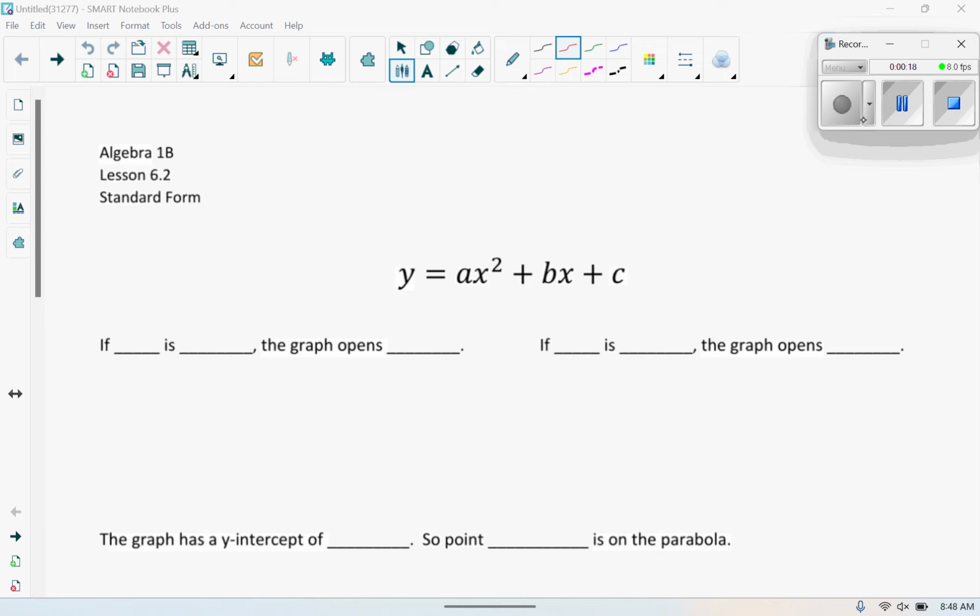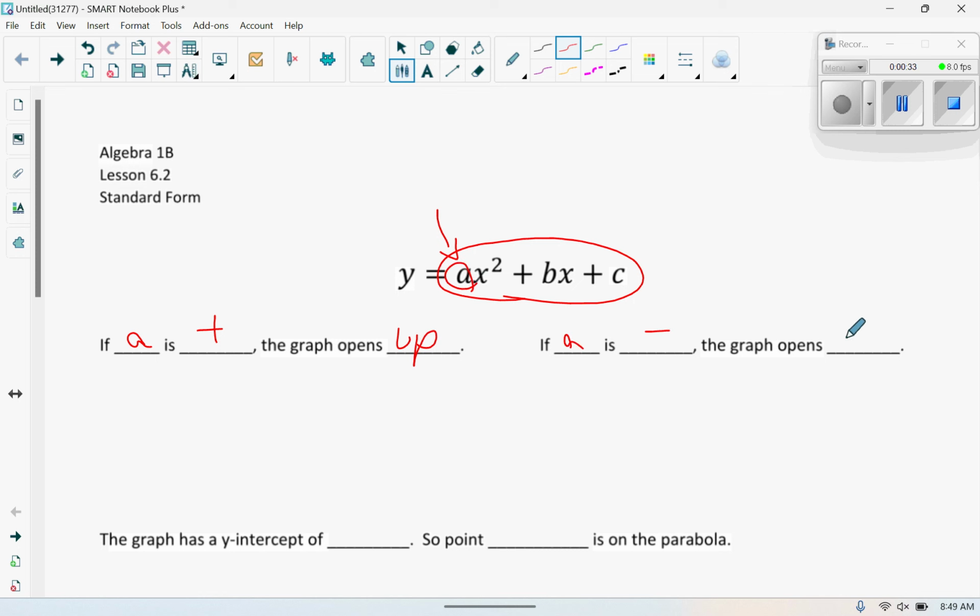So this is the standard form of graphing, what it looks like. And if this A is positive, the graph is going to open up. And if that A is negative, the graph is going to open down. So it would look like this, and we talked about this. This would have a maximum. And then if it opens up, it would look like this, and it would have a minimum.